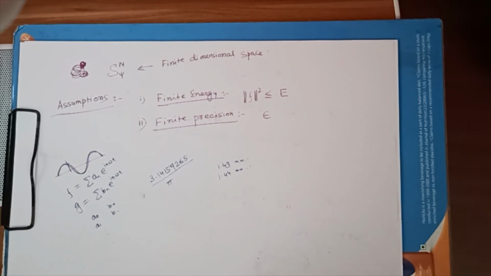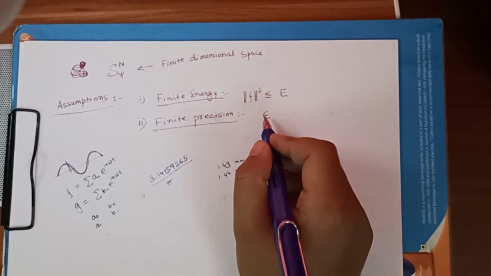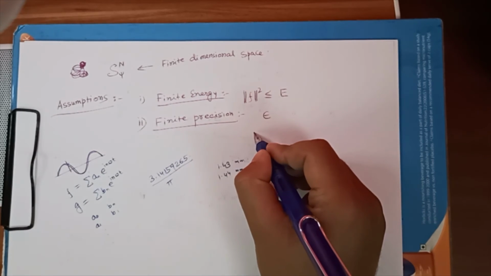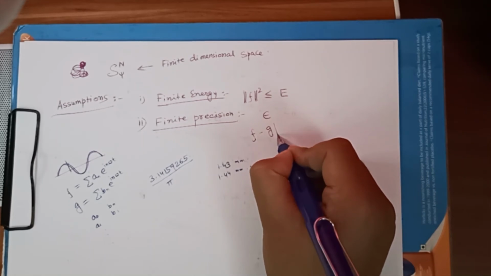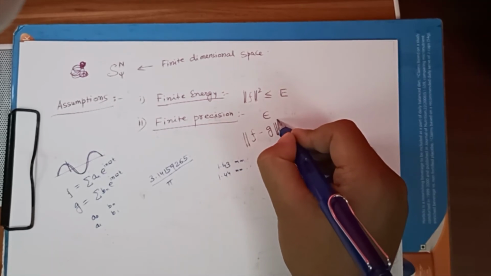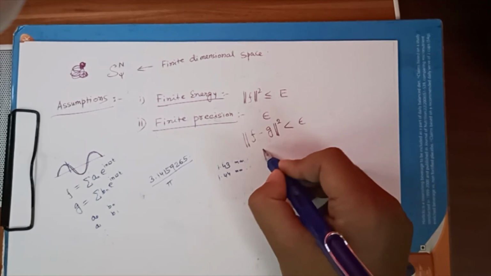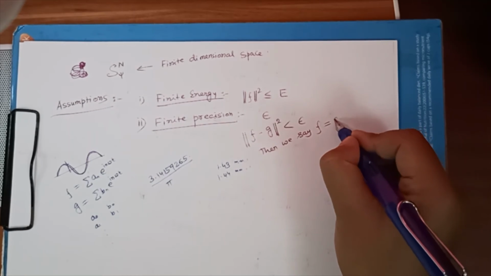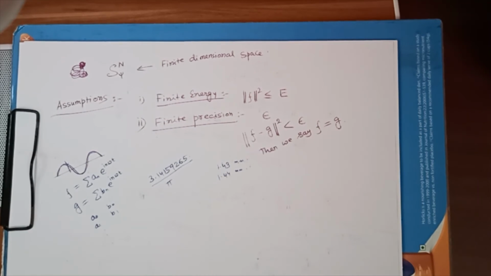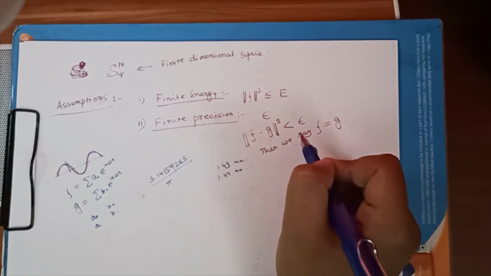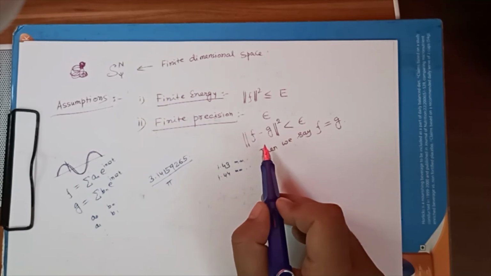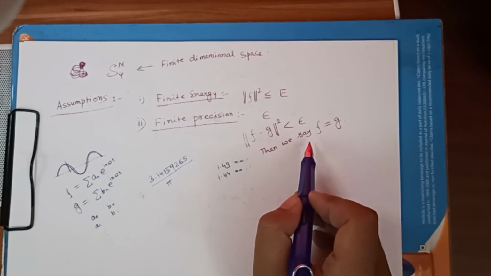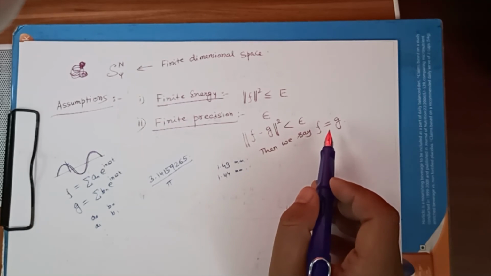Let us assume that they have epsilon precision. So we say that something has epsilon precision. It means that if you take two signals, f and g, and if their error energy is less than epsilon, then we say f is equal to g. They are indistinguishable. This is the meaning of precision: if the error energy between the two signals is less than some epsilon, we will say that they are indistinguishable.